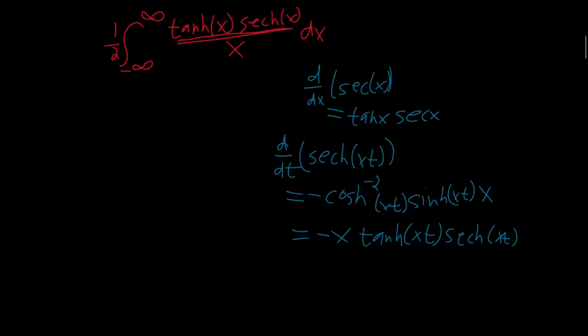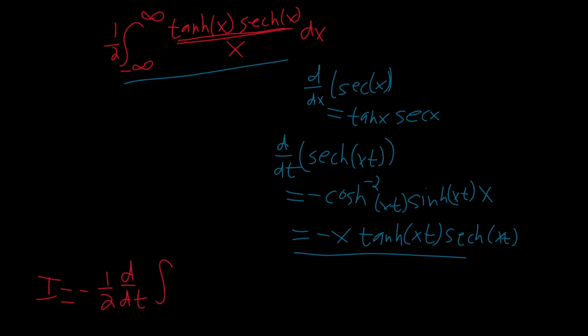And we can actually rewrite this integral in terms of this derivative of hyperbolic secant. The only thing we'll have to do is just divide both sides by negative x. So what we actually get is that our integral is equal to negative 1/2, and then pulling the derivative out of the integral, d over dt, integral over all real numbers of hyperbolic secant of xt over x squared dx. And another way to write this actually would just be to put the hyperbolic cosine on the bottom, which we will do shortly.